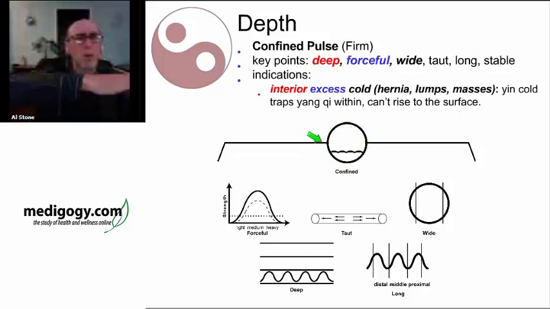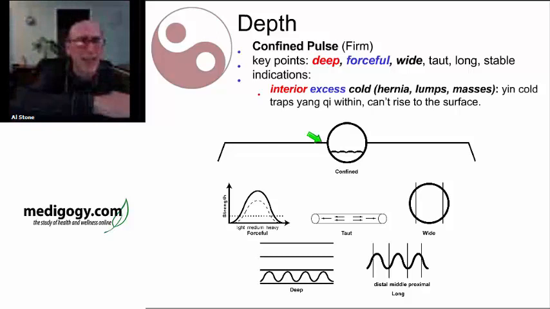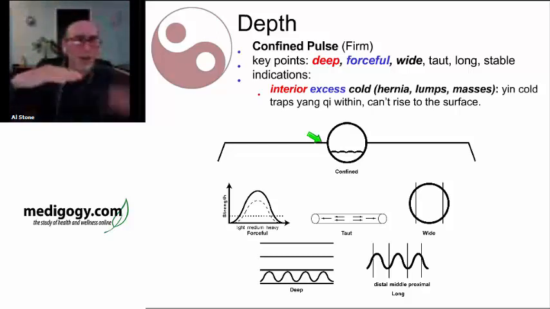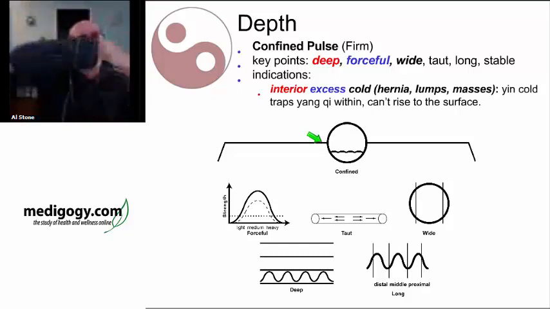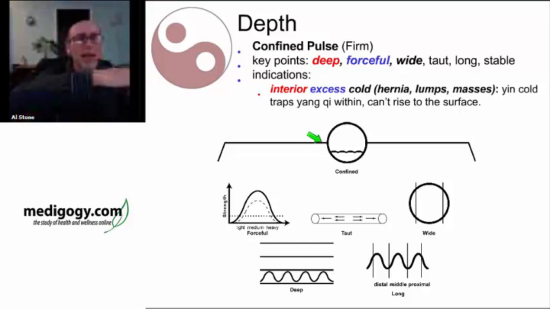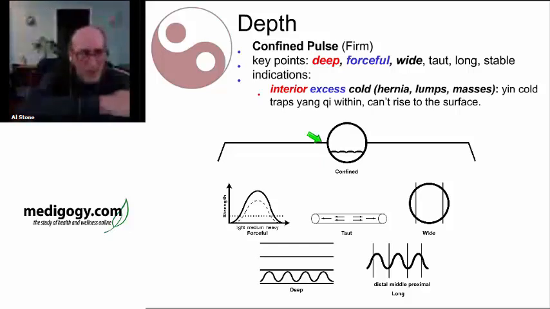Usually a pulse will start here, rise up, and come down. But it's not like the vessel's empty down here. If this is a pulse and it comes down, that means it's empty, and this means it's full. What a pulse normally feels like is like this. It's always got something in it, and then it rises when the heart is pushing. But it always has something there.